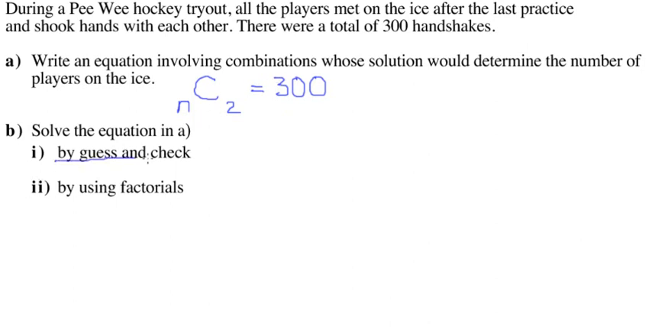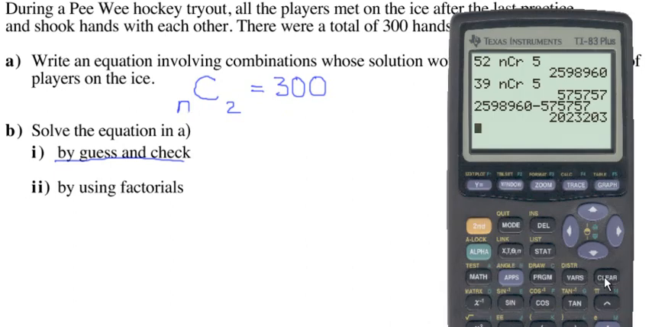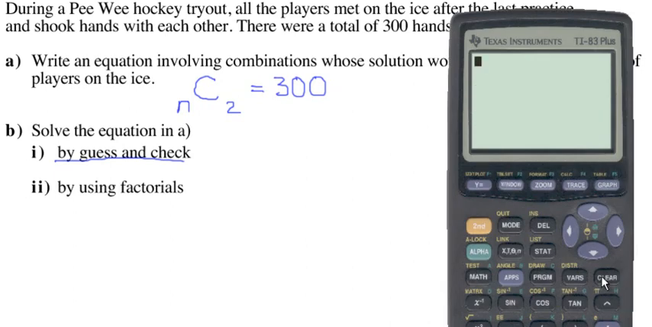Well, one way is to throw numbers at it until it cracks. nC2, let's try, I don't know, how many players show up at a hockey tryout? There's like 20 on a team typically. Let's say they had 40 players, and we'll see what happens. If there's 40C2, how many handshakes would we get? Too many. 40 is way too many players.